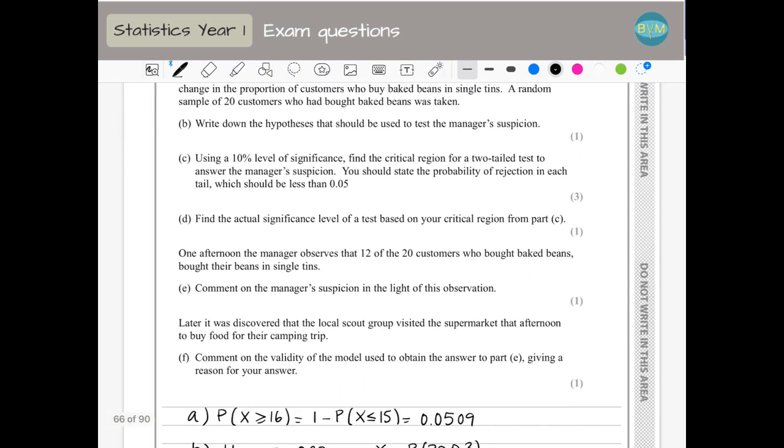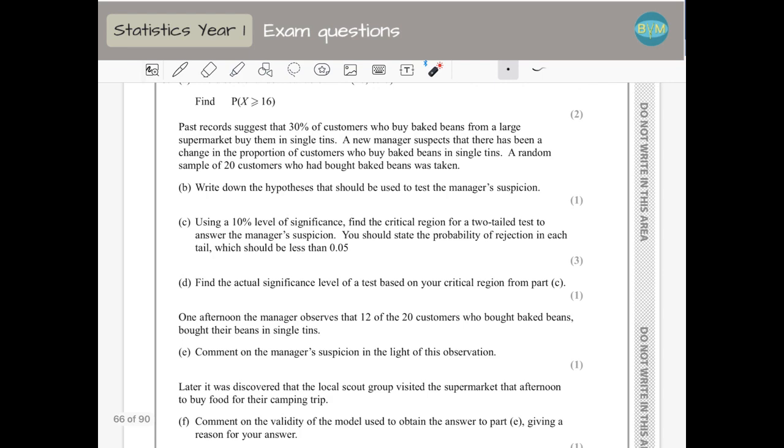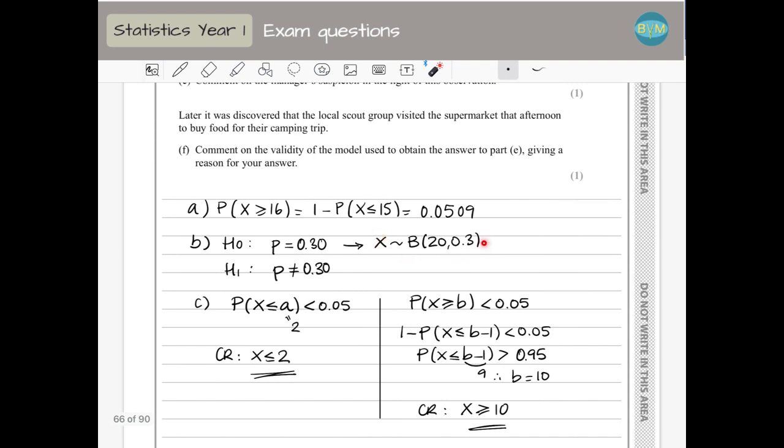And then the last thing it says, later it was discovered that the local scout group visited the supermarket that afternoon to buy food for their camping trip. Comment on the validity of the model used to obtain the answer to part E, giving reason to your answer. So we are assuming that this variable is a binomial 20, 0.3.